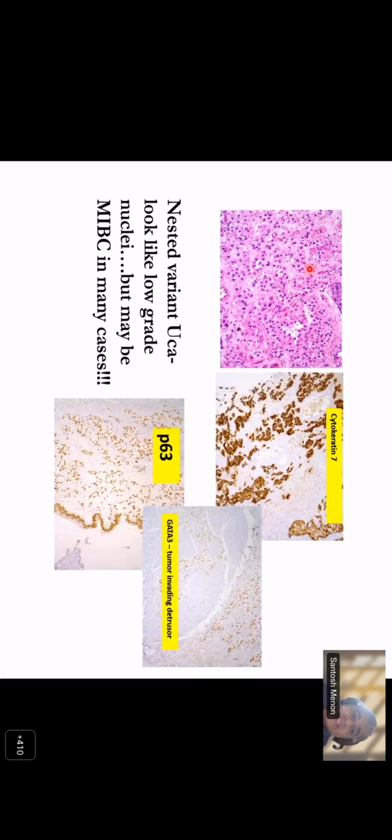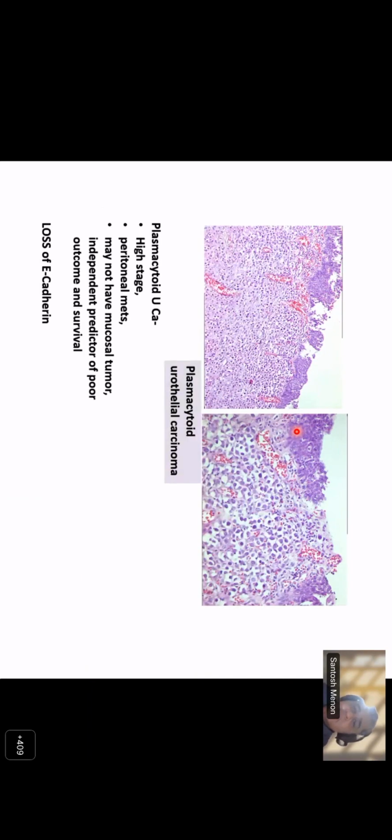Nested variant looks extremely bland. They may have this kind of microcystic appearance, very bland, low-grade kind of nuclei. But when you do IHCs and look at morphology carefully, they may be muscle invasive in many of these cases. So that's the importance of this nested variant. Plasmacytoid looks very much like plasma cells, very separated from each other, because they lose E-cadherin. There is loss of E-cadherin, so they are separated. They are not bound to each other. They are extremely invasive, and they have a strange pattern of metastasis to the gut wall, to the peritoneum, to the abdominal wall. These are very strange presentations of the plasmacytoid subtype of urothelial cancer.